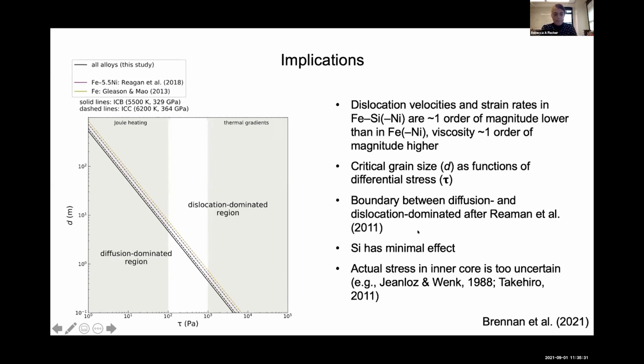You can see that silicon has only a minimal effect on where this boundary falls, at least calculating it in this way. And fundamentally, the actual stress state of the inner core is just way too uncertain to be able to say which side of this boundary it falls on. These shaded regions are examples of estimates from a couple of previous studies. You can see they're all over the place.